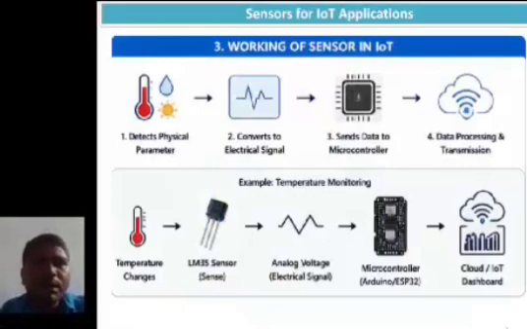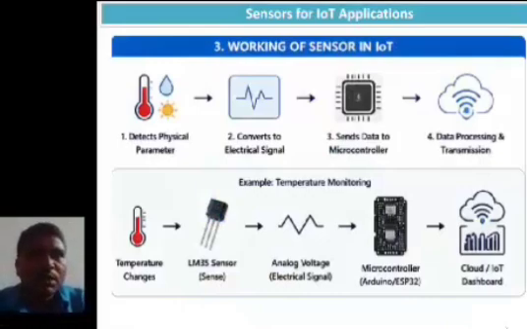Next, the working of a sensor. We want to know how the sensor works. This diagram will explain how a sensor works in an IoT system. First, the sensor detects a physical parameter, then it converts it into an electrical signal. Then the third stage is that the signal is sent to the microcontroller. Finally, the data is processed and transmitted to the cloud.